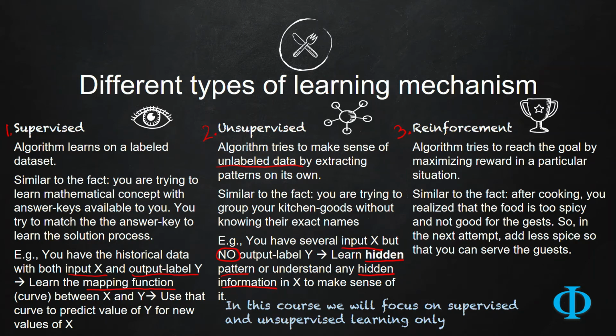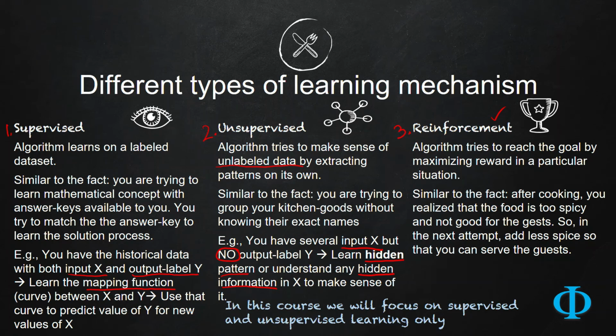However, there is a third learning mechanism which is called reinforcement learning. Here, the algorithm tries to reach the goal by maximizing the reward in a particular situation. It is almost similar to the real world situation that after cooking, you realized that the food is very spicy and it is not at all good for the guests. So you are not going to get any reward.